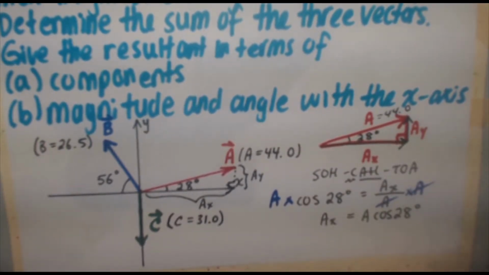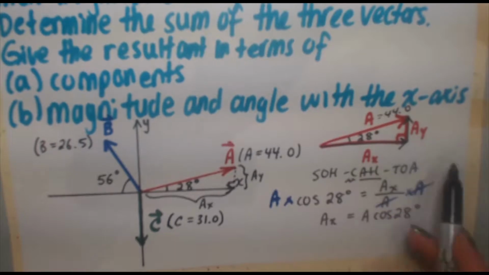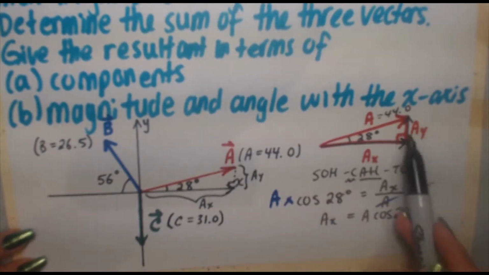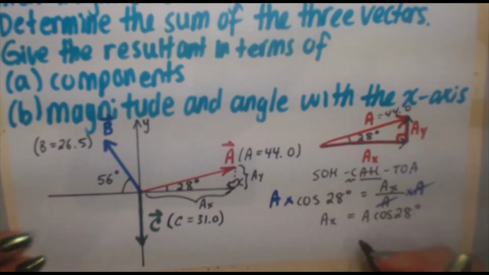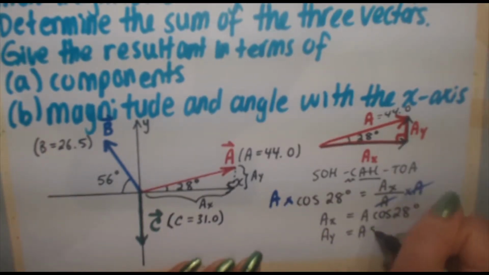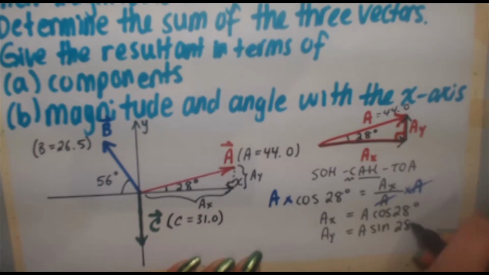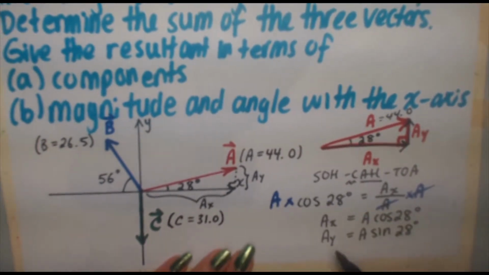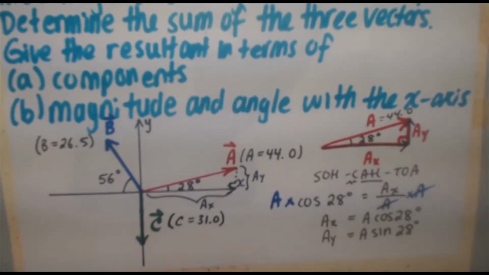You're going to see this similar setup for every single right angle problem where you try to figure out the sides. You see how AY is opposite to this angle? By symmetry, we can say that AY is equal to A sine of 28 degrees. This is how we can determine all of these relationships. That was just a brief example for you to see how to do it. I'm just going to go ahead and dive right in.